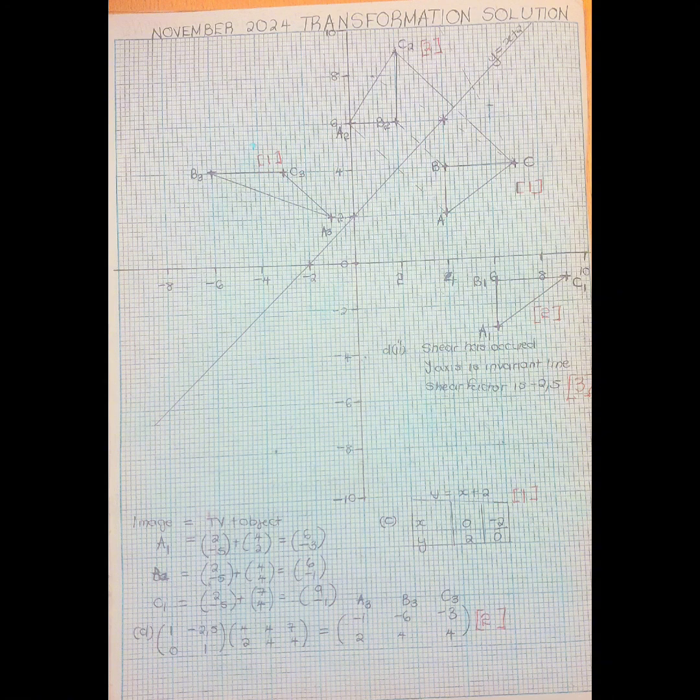And then part D: a transformation is represented by the matrix 1, 0, minus 2, half, 1, which maps triangle ABC onto triangle A3, B3, C3. Draw and label A3, B3, C3. You just need to do multiplication. You pre-multiply the coordinates of the object by that matrix. The answers that you get, you use them to plot A3, B3, C3.